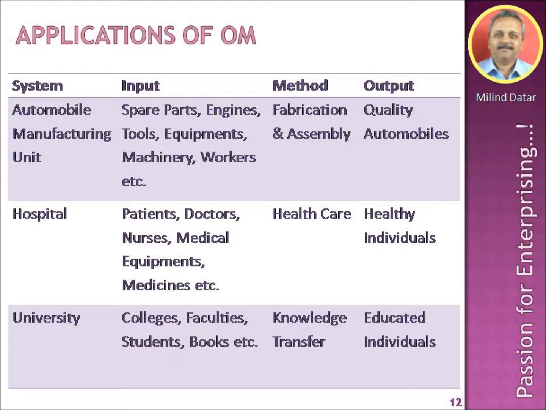Now we can also talk about a service industry like a hospital. In the case of a hospital, some of the inputs or resources can be patients, doctors, nurses, medical equipment, medicines, etc. The method of conversion is healthcare, where the output is a healthy individual. In the case of a university, some of the inputs or resources can be colleges, faculties, students, books, and so on. The method of conversion is knowledge transfer, and the output can be educated individuals.